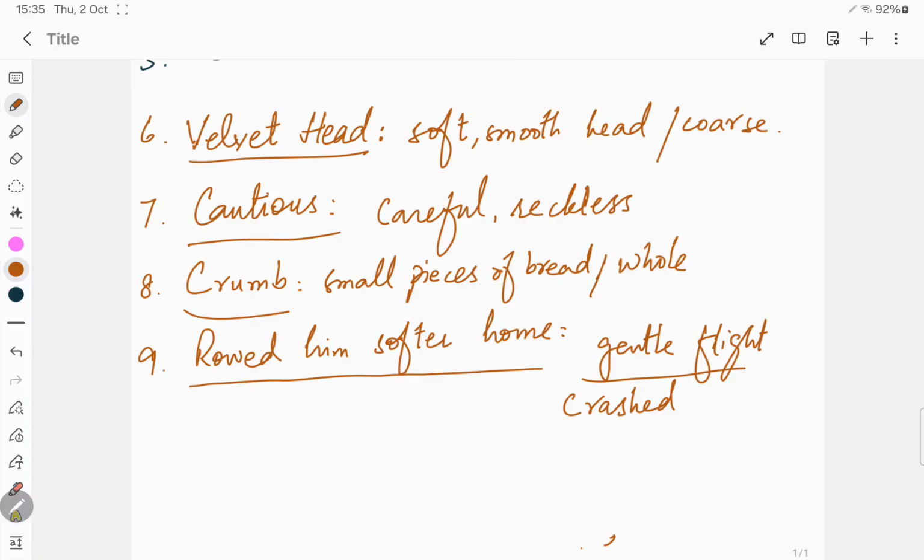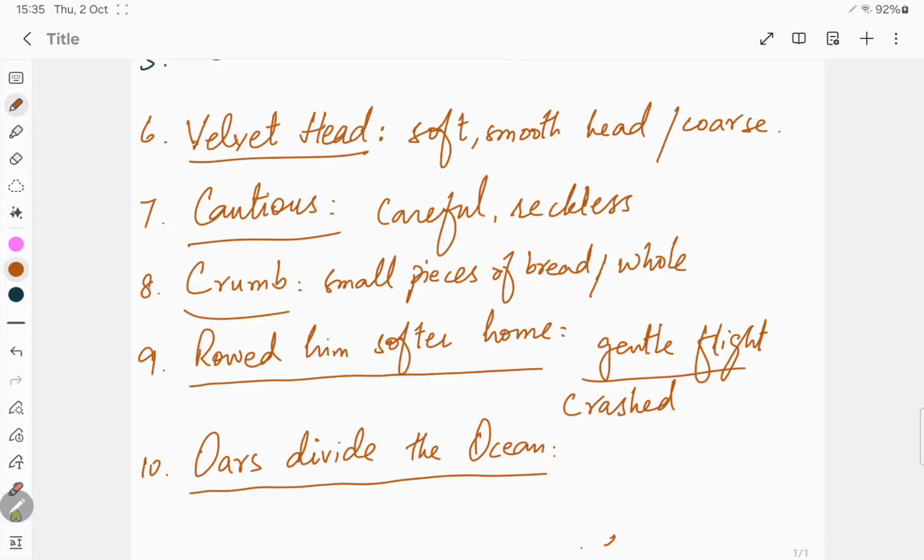So next phrase that we have here is, oars divide the ocean. Well, the meaning is, here actually the image of wings is there, that is comparing wings moving through air, basically the movement of wings, and they have been compared with the oars that is cutting the water.